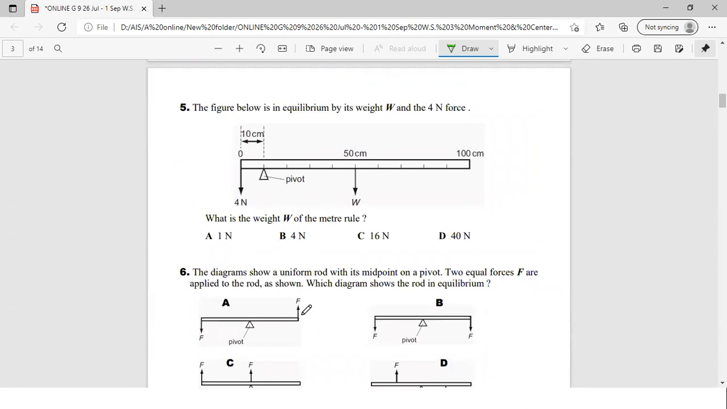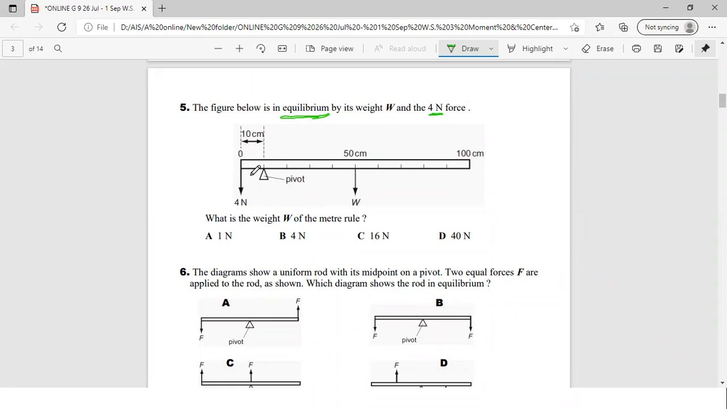Okay, let's move on to question number 5, page number 3. What do they say? The figure below is in equilibrium. Equilibrium is our keyword that we use to explain balance and stable. By the weight W and the force 4 Newton acts here. So this meter rule has its weight W acting downwards from the center, and there is a pivot at the 10 centimeter mark, and at the 0 centimeter mark there's 4 Newton.